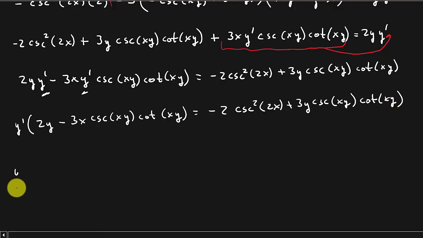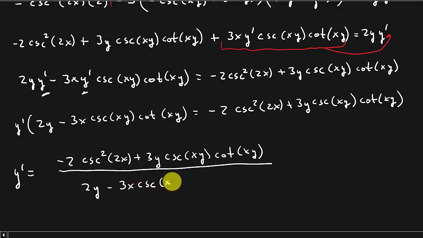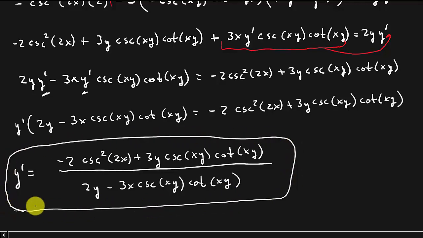And so this is going to leave me with y prime is negative 2 cosecant squared 2x plus 3y cosecant xy cotangent xy over 2y minus 3x cosecant xy cotangent xy. And that is going to be your final answer.